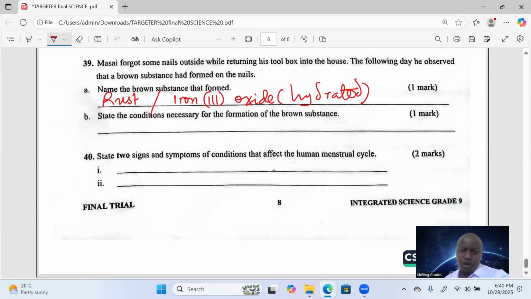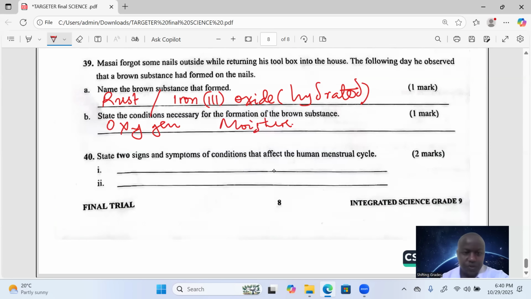State the conditions necessary for the formation of the brown substance. Oxygen is one of the requirements. Then moisture, or rather water, is another requirement.